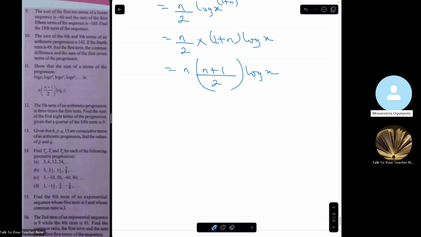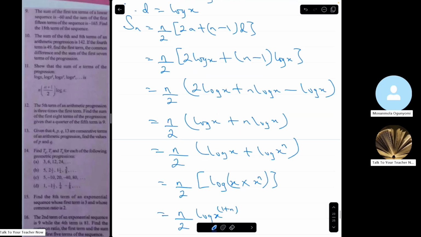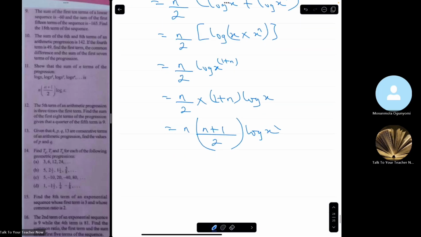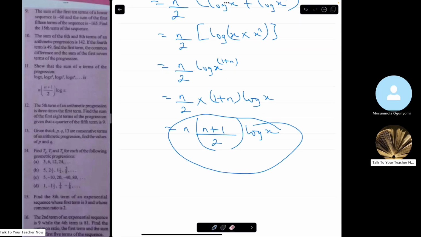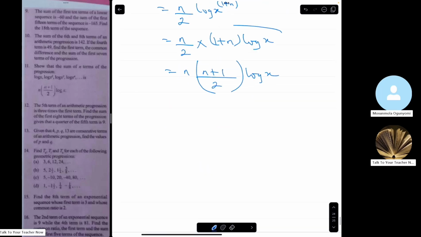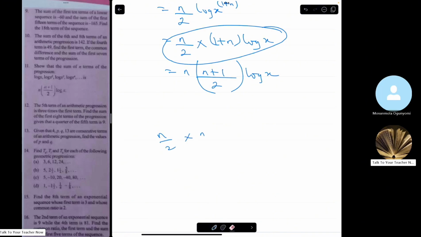I know that time I said we should show that they are equal. No, they said you should show that the sum of n terms of the sequence is the same as this. So that means you find a way to express the sum of n terms of the sequence in this form. That's what it means. From here, it simply means n over 2 times 1 plus n. And 1 plus n is the same as n plus 1. So that means n times n plus 1 over 2.